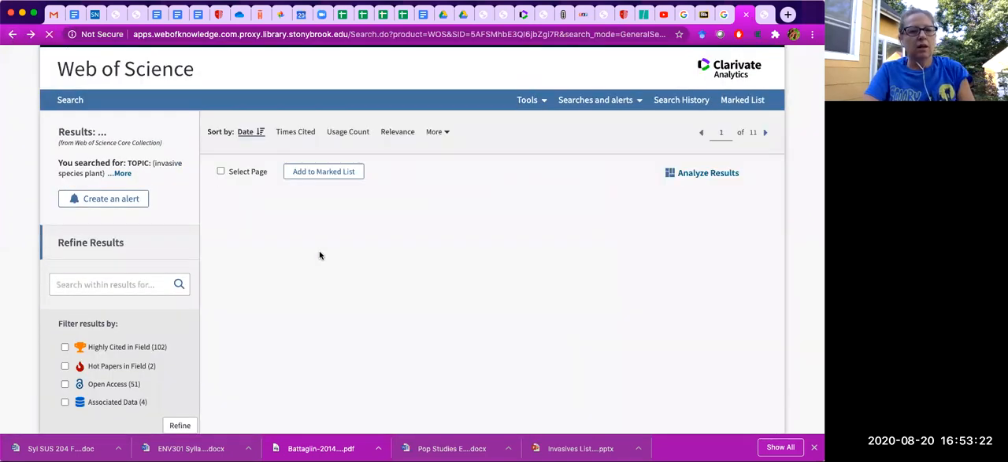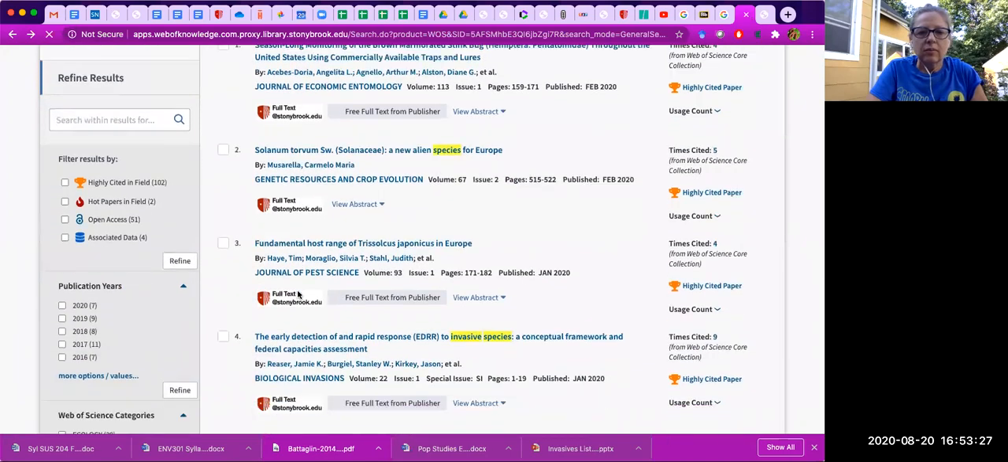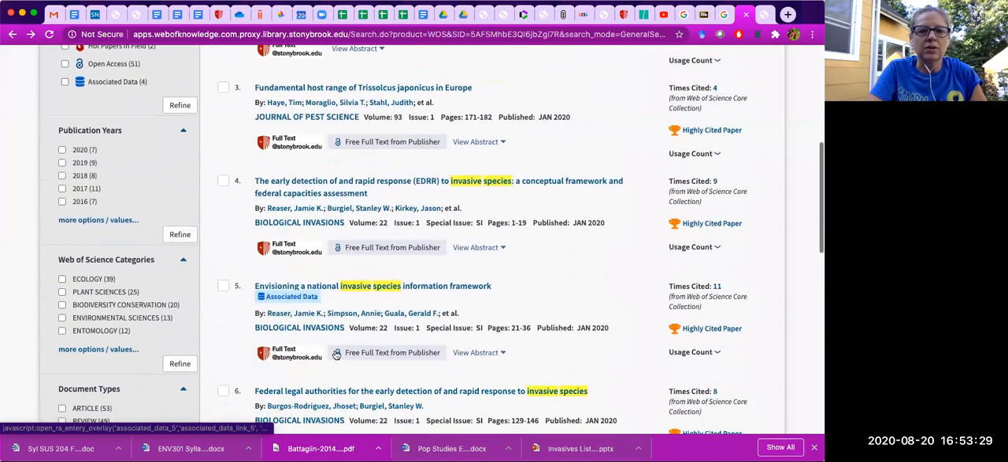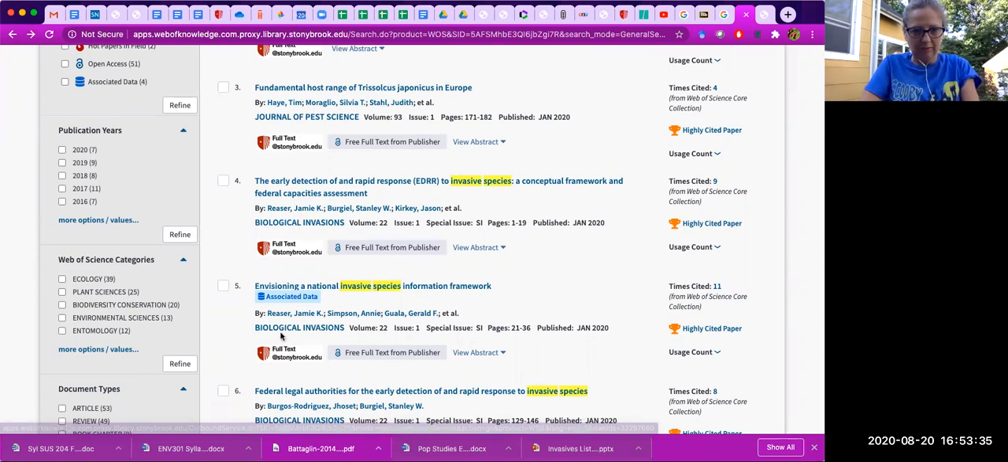Okay, let's see. Let's try to look at some other papers. Envisioning a National Invasive Species Information Framework. Ooh, this one comes with associated data, and it's published in the journal Biological Invasions. I'm going to click on here.